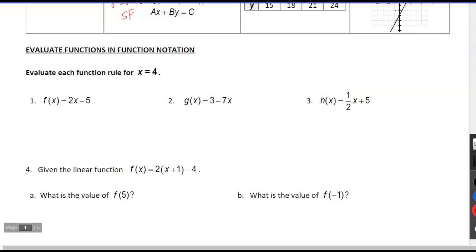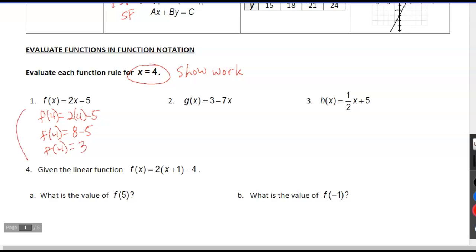So, some examples. Notice here you can call it whatever you want, f of x, g of x, h of x, it doesn't matter, but they want us to evaluate when x equals 4. So I want you to show your work. This is good practice, good mental math. And same thing on your homework, I want you to show your work. So in this case, f of 4 equals 2 times 4 minus 5. So that's 8 minus 5. So f of 4 equals 3. So again, show me all those steps.